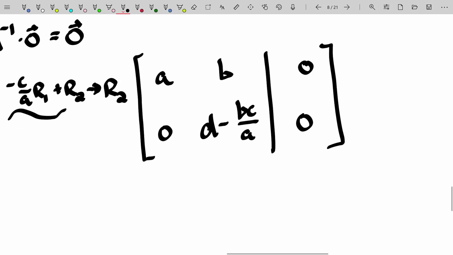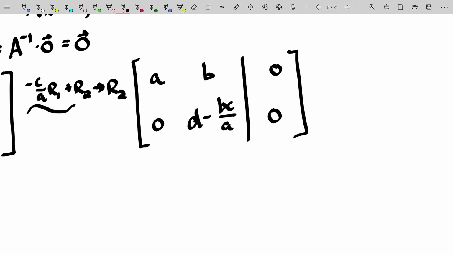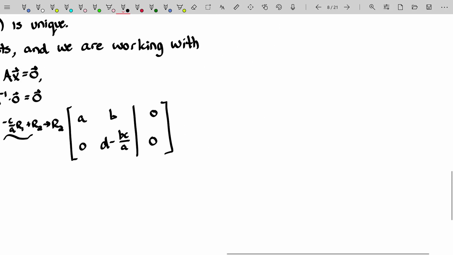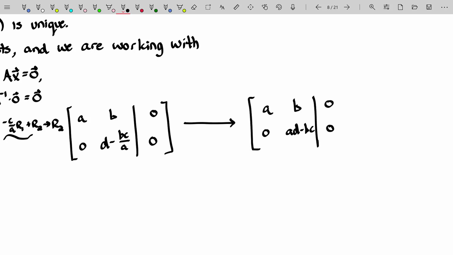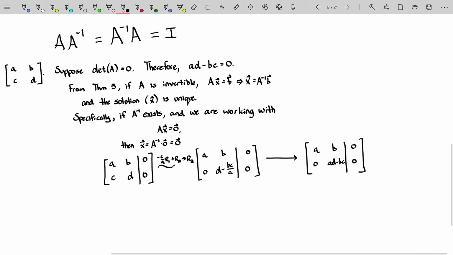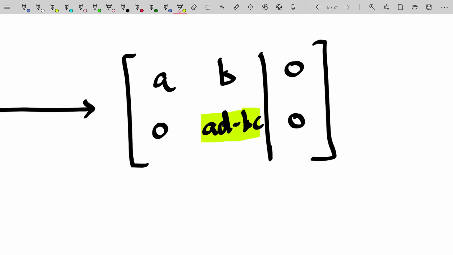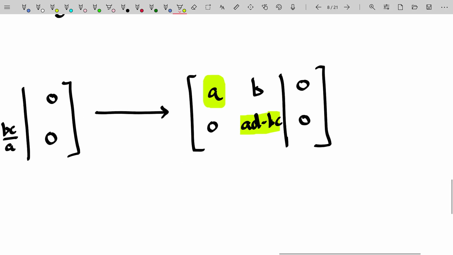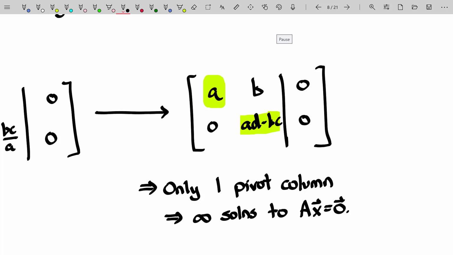Now what I'm going to do is multiply row 2 here by A. Remember, I'm assuming right now that A is non-zero. If I do that, I get the following. And remember what we assumed right from the get-go, that the determinant is 0, and therefore AD minus BC is 0. So if AD minus BC is 0, that entry I've just highlighted is 0, and our coefficient matrix only has one pivot column, which means we have a free variable, which means there's an infinite number of solutions to AX equals 0, which goes against what we said a few moments ago.